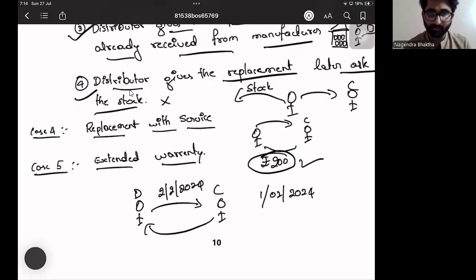After this, the customer came to the distributor again. Distributor, there is no issue with the product which you have given, but the warranty is over. I want an extended warranty. Can you give me extended warranty? Distributor said yes, you have to pay 2,000 extra, so you will get the extended warranty. On that, is there GST or not? Yes, there will be GST on the extended warranty.